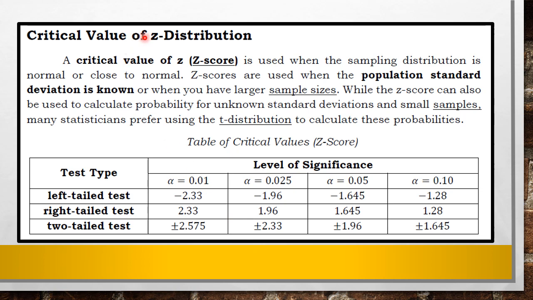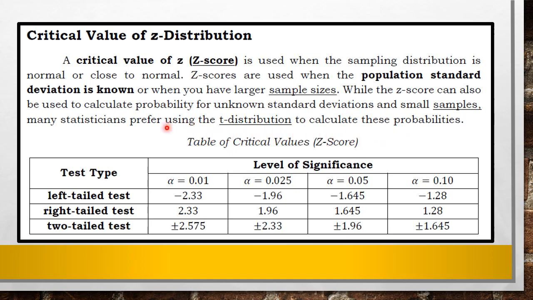Let's have this critical value for Z distribution. You should be familiar with this Z distribution. So, ang critical value for Z distribution will be used in Z-test. Okay? A critical value of Z-score is used when the sampling distribution is normal or close to normal. Z-scores are used when the population standard deviation is known or when you have larger sample sizes. While the z-score can also be used to calculate probability for unknown standard deviations and small samples, many statisticians prefer using the t-distribution to calculate this probability.